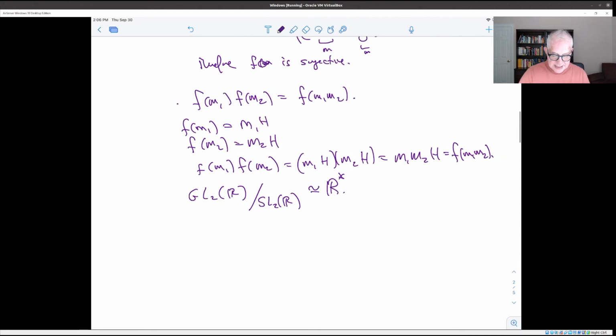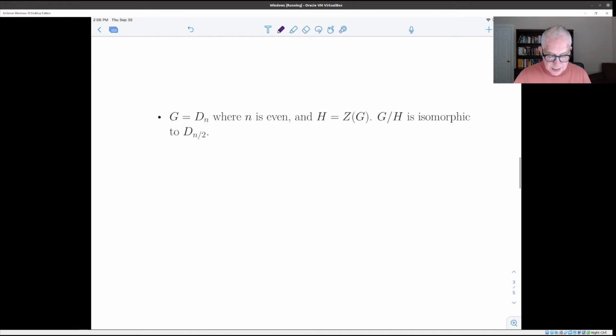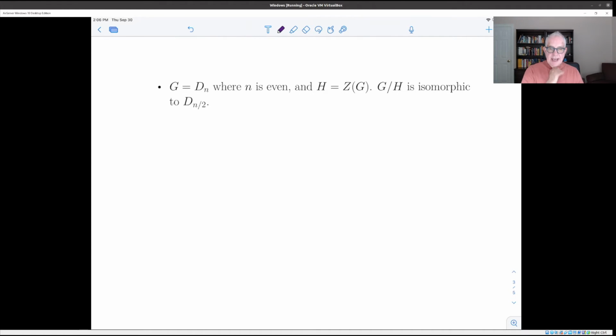Okay, next example. Let's look at the case where G is the dihedral group with 2n elements, but let's assume that n is even. So this is like the symmetries of the square or the hexagon or the octagon, where the number of sides in our polygon is even. And let's let H be the center of G. And we've worked this out before. In this case, H is a 2-element group. It's generated by E and the rotation halfway around.